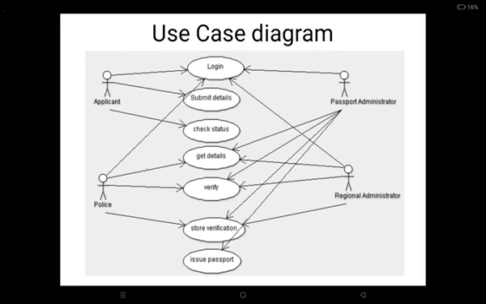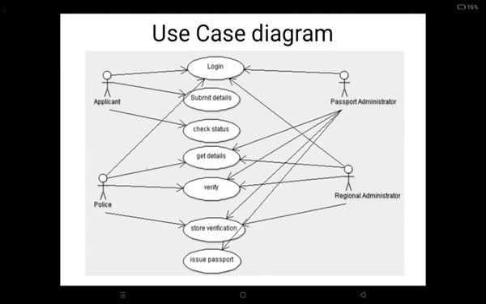Then this is the use case diagram. The use case diagram is an example of a behavioral diagram. Students, please understand, this comes under the category of behavioral diagram, that is the dynamic view. What is a use case diagram? The use case diagram is mainly used to represent how the user can interact with the system. This is very important: how the applicant interacts with the system, how the police can interact with the passport automation system.